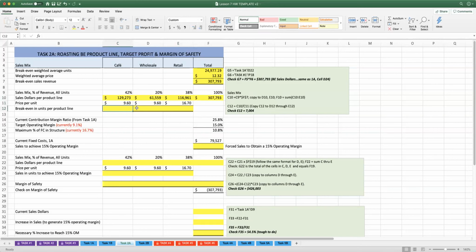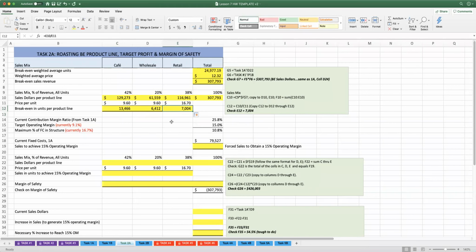The other place we did per day, so we could look at that. This is for the year, just divide by the price. So remember, we charge $9.60 to the cafe for a pound of coffee. So that's the number of pounds that we would have at break-even point. And then we can just copy that across. So those are pounds for wholesale to break even, and those are pounds for retail to break even. And those are for the entire year.